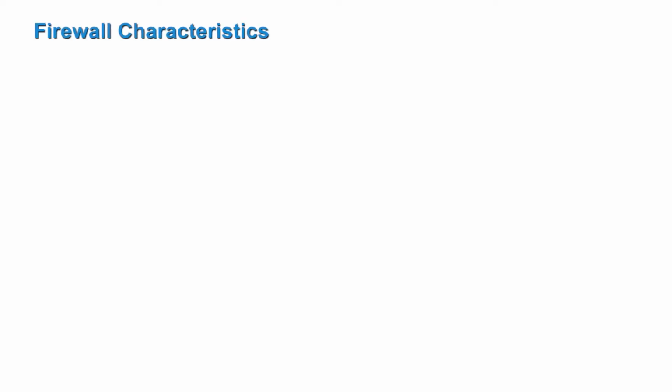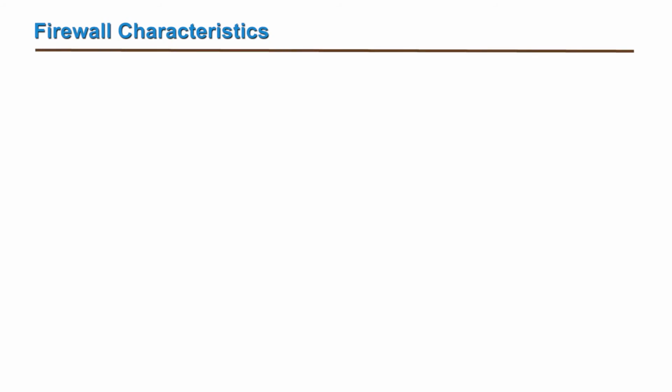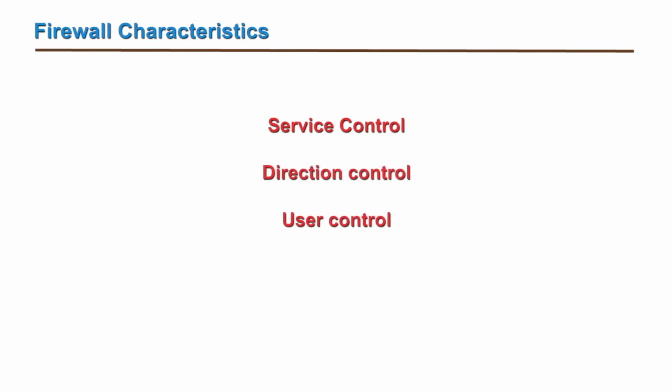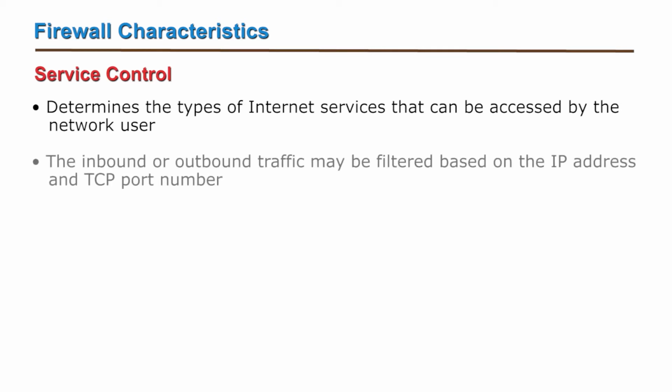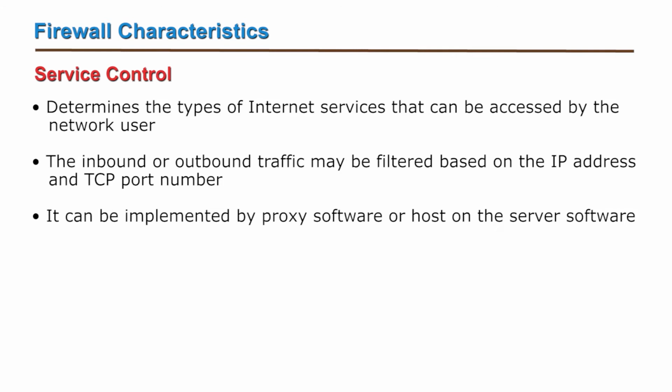Of course, a firewall has certain characteristics. They are service control, direction control, user control, and behavior control. Service control. It determines the type of internet services that can be accessed by the network user. The inbound and outbound traffic may be filtered based on the IP address and TCP port number. It can be implemented by proxy software or host on the server software.